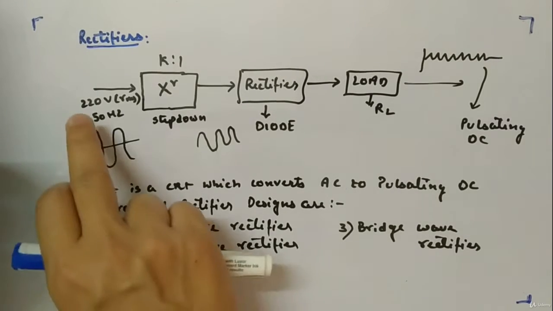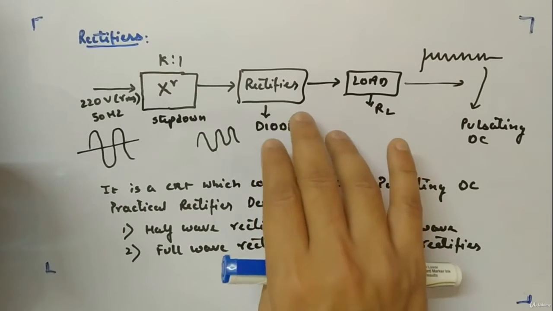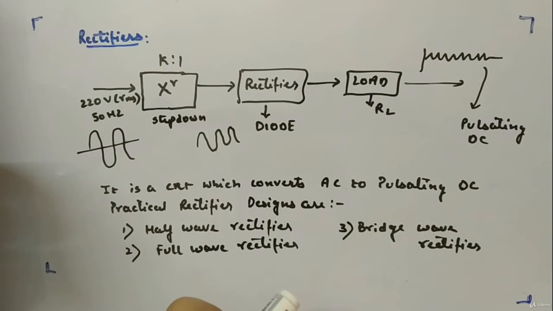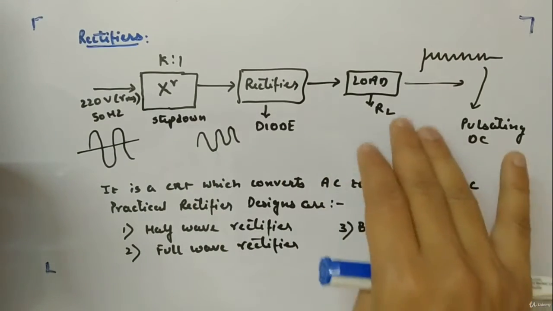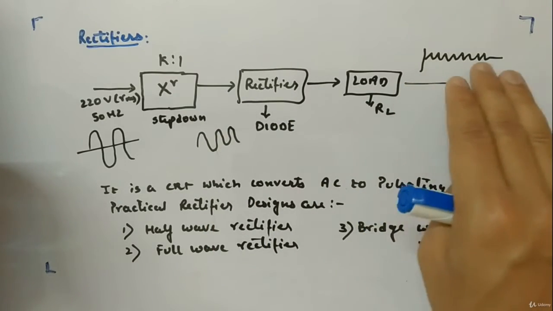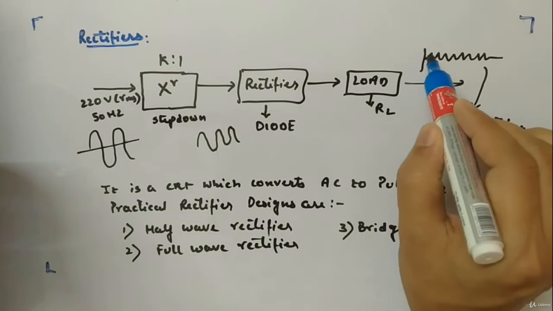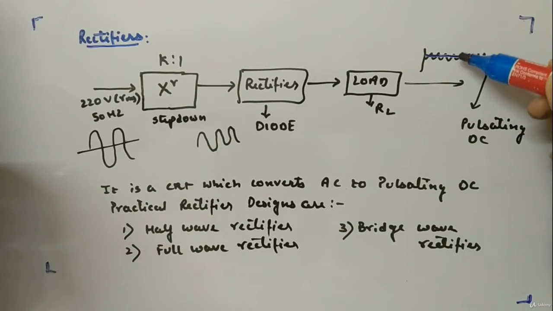Okay, so this 220 may decrease to some value, and then it will be applied to a rectifier which is made up of diodes. Okay, and there will be a load as well. At the output of this circuit, load and rectifier, you will have a signal like this. So it is pulsating, so there will be a smooth line. This is the DC value and it is pulsating, okay, over this DC value.